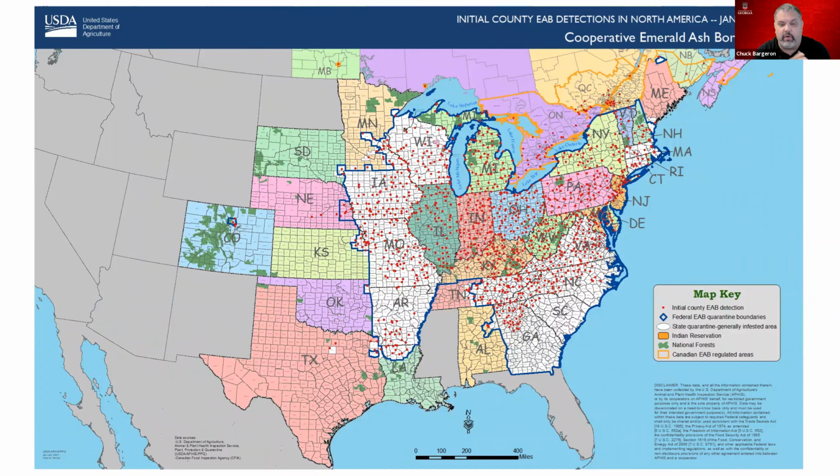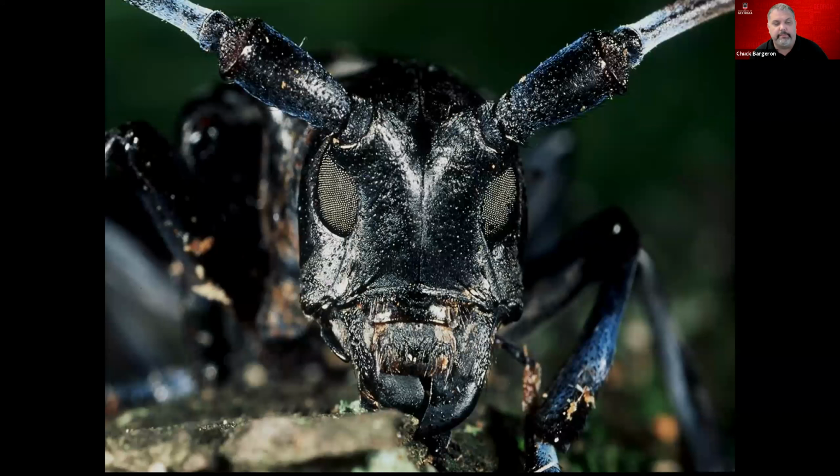So, looking at the past almost 20 years now, it's spread up into Canada, Ontario and Quebec as well. We have seen just enormous spread of this. And even with a lot of regulations and quarantines, that spread has continued. So it's something to definitely keep an eye out for with any ash trees, especially outside the area.